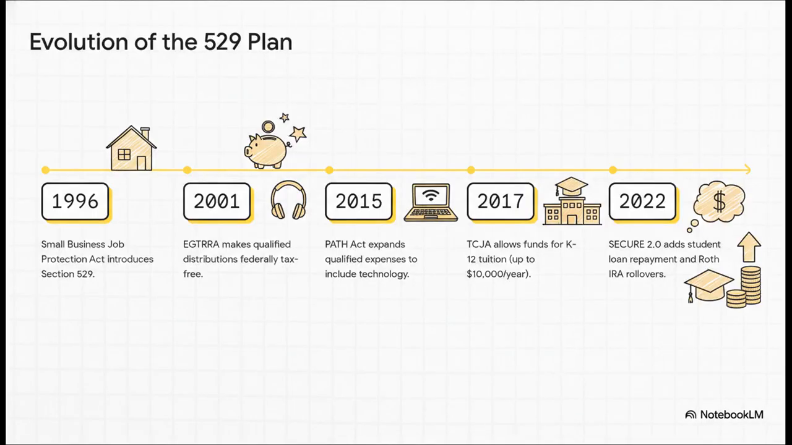The evolution of the 529 plan has been pretty incredible. The really big jump happened in 2001 when EGTRRA made qualified distributions totally tax-free at the federal level, a huge change. Then, in 2015, the PATH Act brought the rules into the modern age by adding things like computers and internet access. The TCJA in 2017 blew the doors open by allowing funds for K-12 tuition. And then, most recently, the SECURE Acts have added a ton of flexibility, allowing money to go towards student loans and, in what is a total game changer, for rollovers into Roth IRAs.